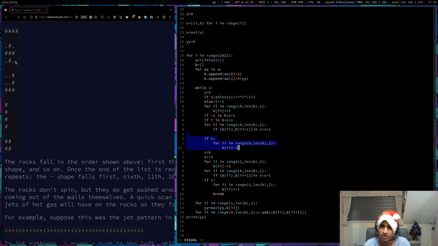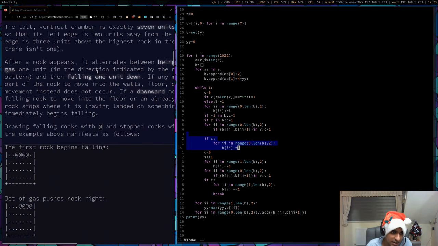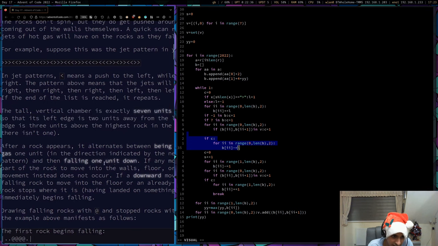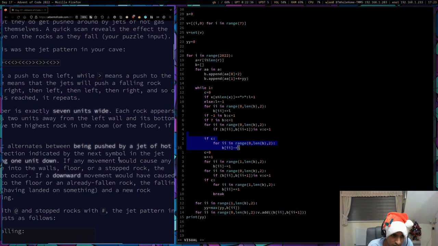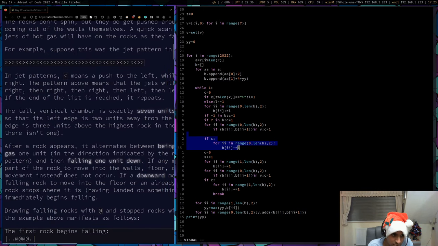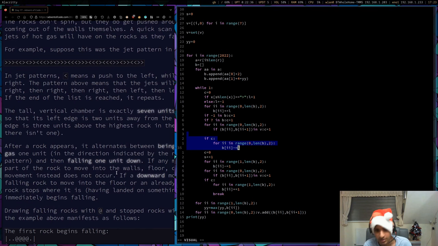I undo the movement, because the movement's invalid, and again, I'm basically just hard coding, converting this text to code. It says here, if any movement would cause any part of the rock to move into the wall's floor or stop the rock, movement instead does not occur. So initially, I'm just converting the question into code. So I just reverse the movement there.